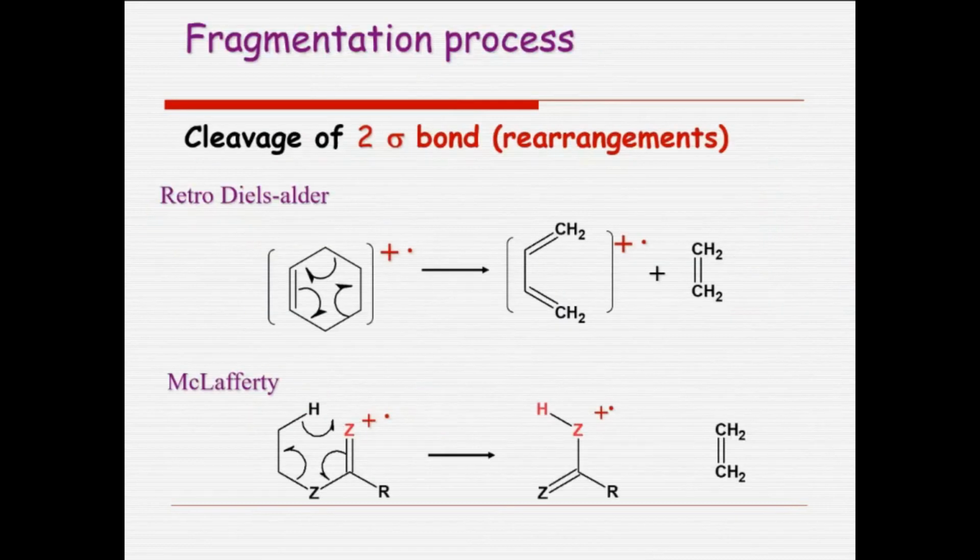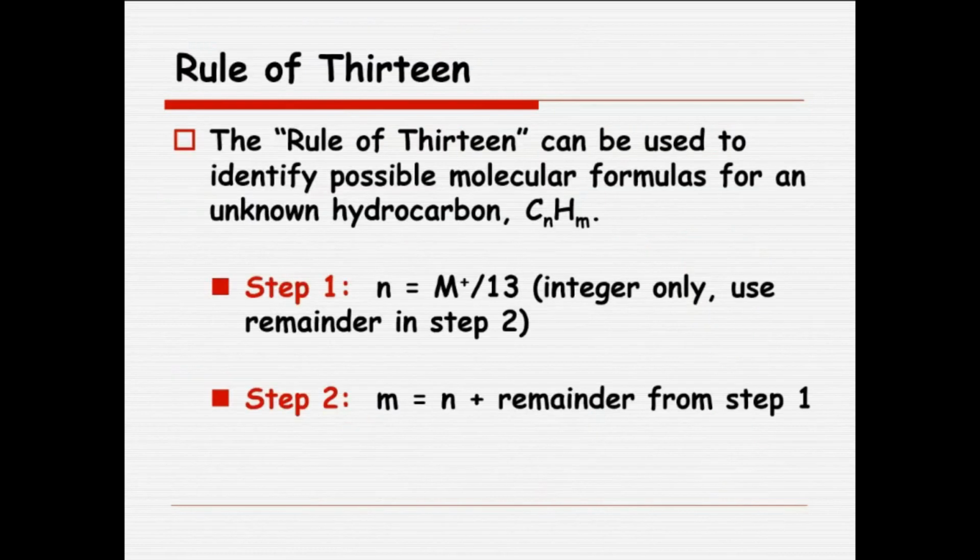So McLafferty cleavage and retro-Diels-Alder cleavage are the two very important cleavages. Ethylene goes out here, and if ethylene goes out, it is 28. So when 28 goes out, you will know this could have happened by a retro-Diels-Alder, or it can be some other cyclohexane. I'll give you some examples later, when we solve problems.